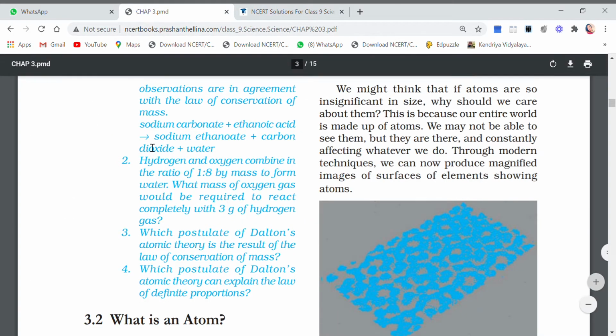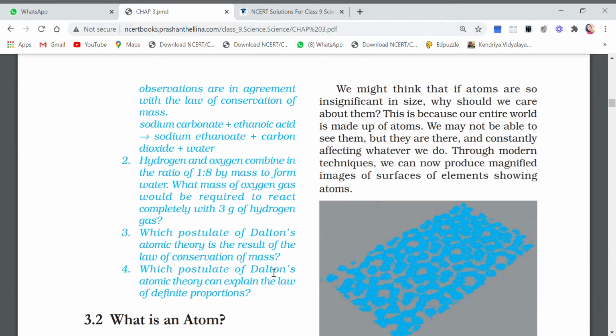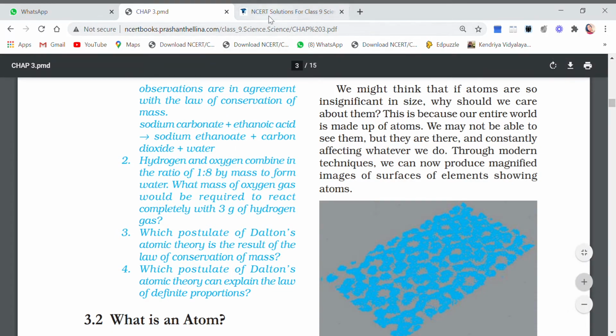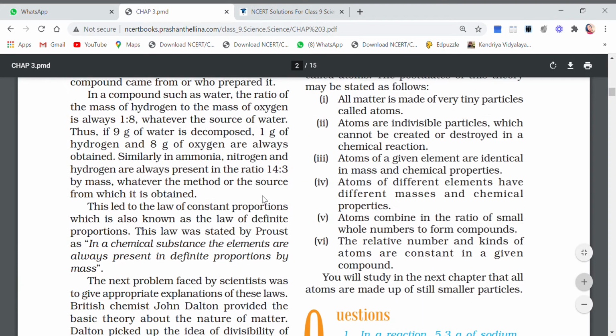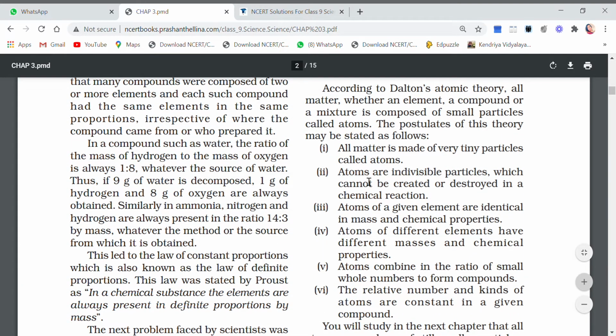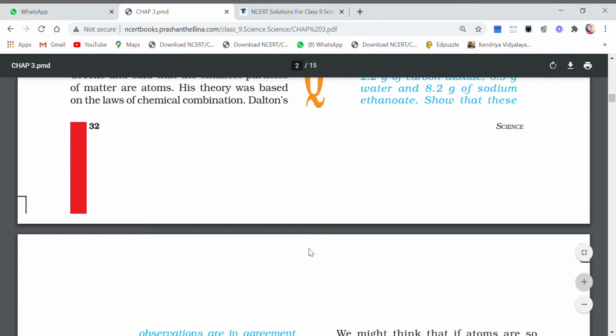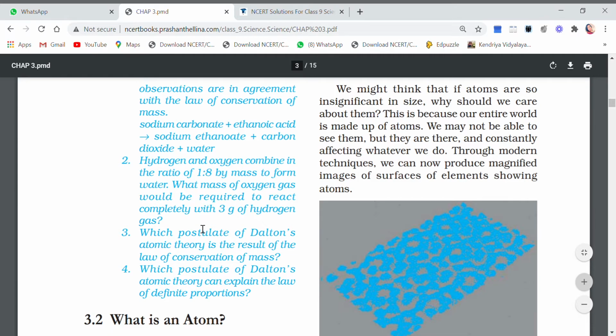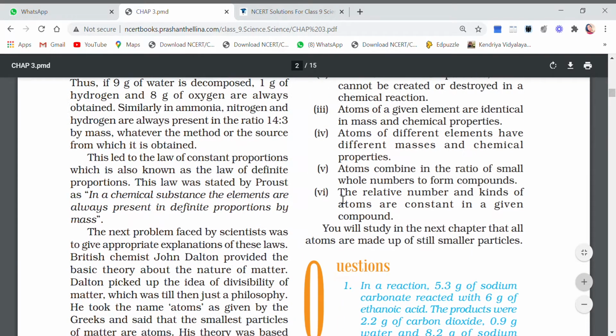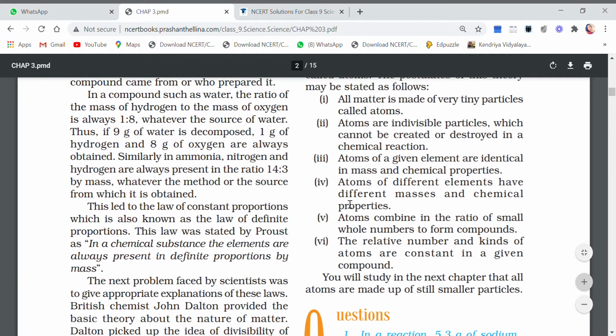Now we come to question number 3 here. Which postulate of Dalton's atomic theory is the result of the law of conservation of mass? Now in the previous class we had done certain postulates. If you remember, we have done a few postulates here. These were the postulates of Dalton's atomic theory. So they are asking you, which of these postulates resembles the law of conservation of mass. So can you tell me which postulate?